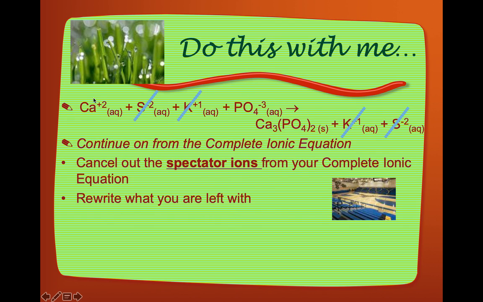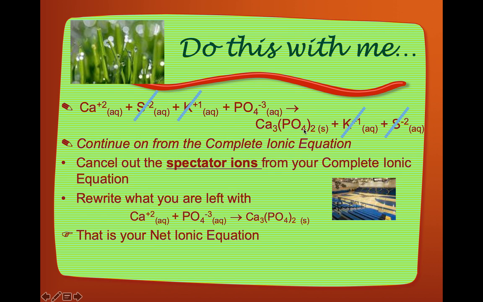Rewrite what you are left with: calcium ion, phosphate ion, arrow, precipitate. That is your net ionic equation. So it's kind of like the summary of what matters in this reaction between these ions to make this precipitate. These spectators don't affect the precipitate. So this is like the summary of the chemical reaction. Some calcium and some phosphate specifically make this precipitate.